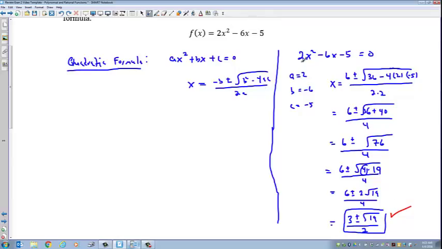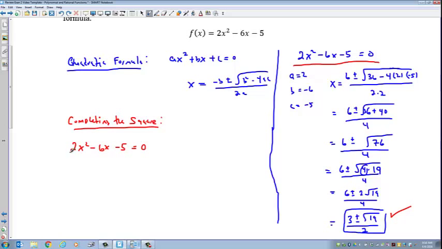All right, so now let's take this equation. Let's rewrite it, because now we want to use completing the square to solve it. We should get the same answer. And so let's rewrite it: 2x squared minus 6x minus 5 equal to 0.